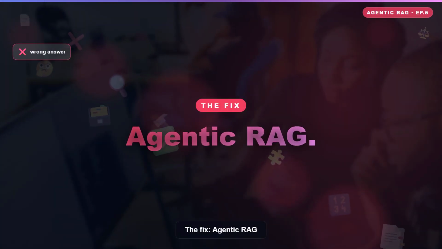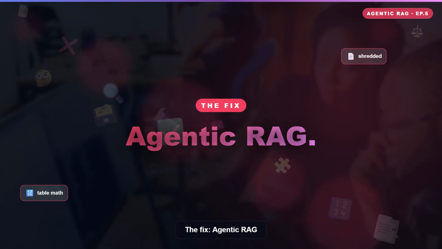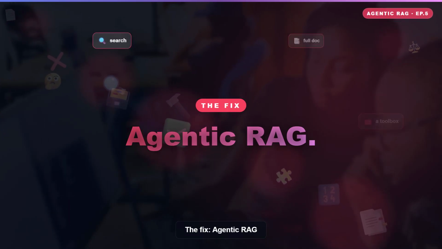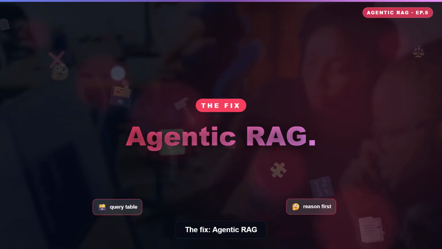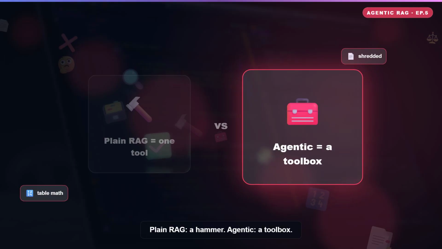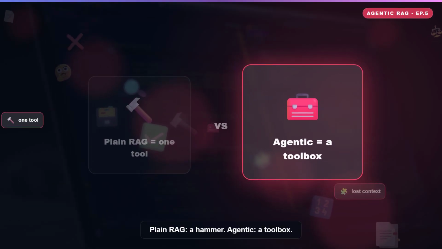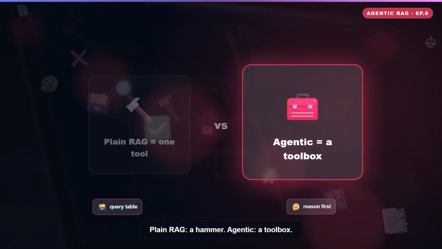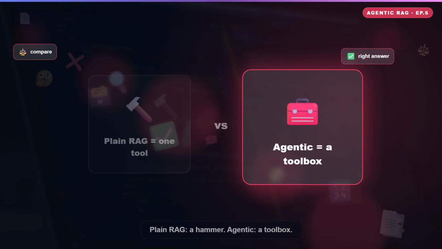So here's the fix, and it's called Agentic RAG. Instead of always blindly grabbing scraps, the AI first stops and reasons about which tool is the right one for your question. Maybe it does a quick search, maybe it pulls up the entire document to read in full, or maybe it queries a table properly to do the math. Plain RAG only has a hammer. Agentic RAG is a whole toolbox.